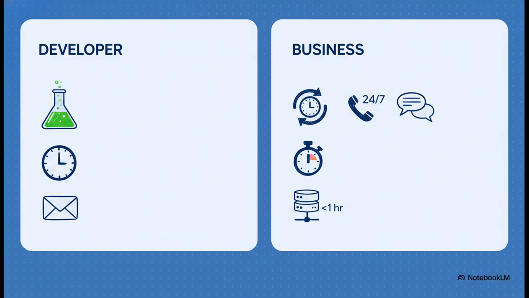Developer is for when you're just messing around, right? Experimenting. You get email support, but only during business hours, which is fine for questions that aren't on fire. But business, that's when things get serious. It unlocks 24/7 support through phone, email, and chat. And here's the absolute key differentiator: a 1-hour response guarantee if your production system goes down. That is a total game changer.